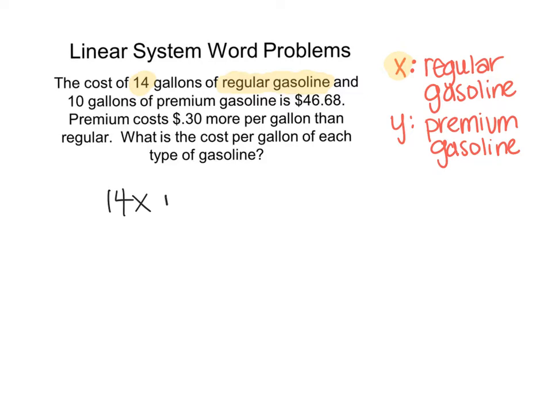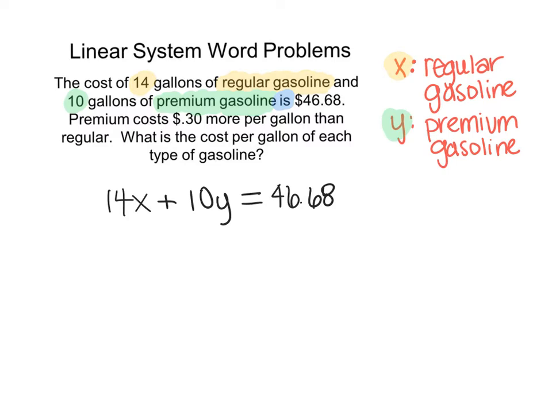And so that means plus 10 gallons of our premium gasoline, which premium gasoline is the letter Y, so 10 will go with our variable Y. Okay, the keyword "is" means equals, so go ahead and write an equal sign. And it's equal to 46.68. There's our first equation.